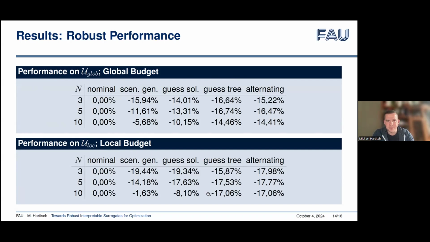And we can see for the local budget, we are actually able to have a bit better performance compared to the global budget. What we also can see is that our scenario generation approach, as I said before, does not really scale that well. So actually, it does not find the optimal tree within the pre-prescribed 1 hour. But what we can see on the right-hand side is that in particular, this alternating approach that uses heuristic 1 and 2 in an alternating fashion does perform rather good.